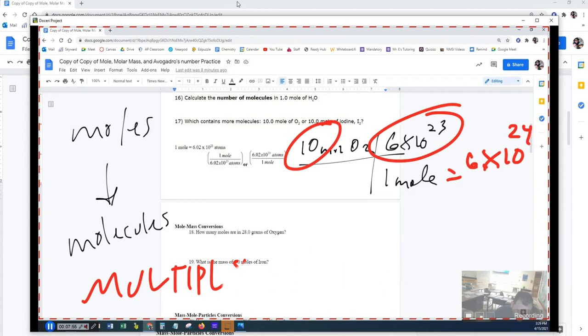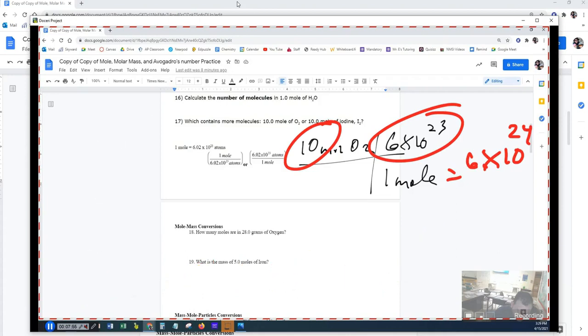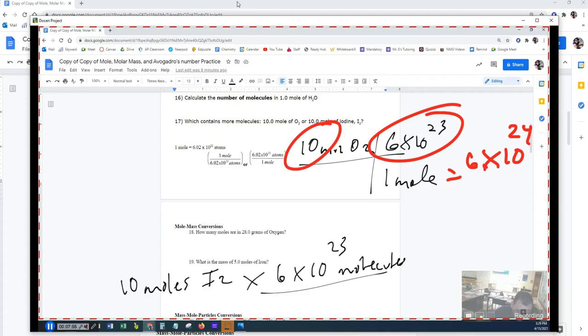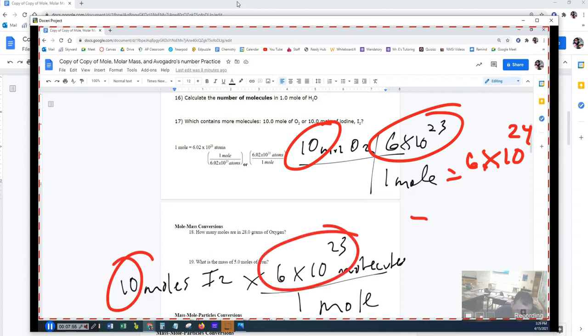Check this out. 10 moles of iodine, I2. We're going to multiply that by 6 times 10 to the 23 molecules in 1 mole. 10 times 6 times 10 to the 23 is still equal to 6 times 10 to the 24. So both of these have the same number of molecules.